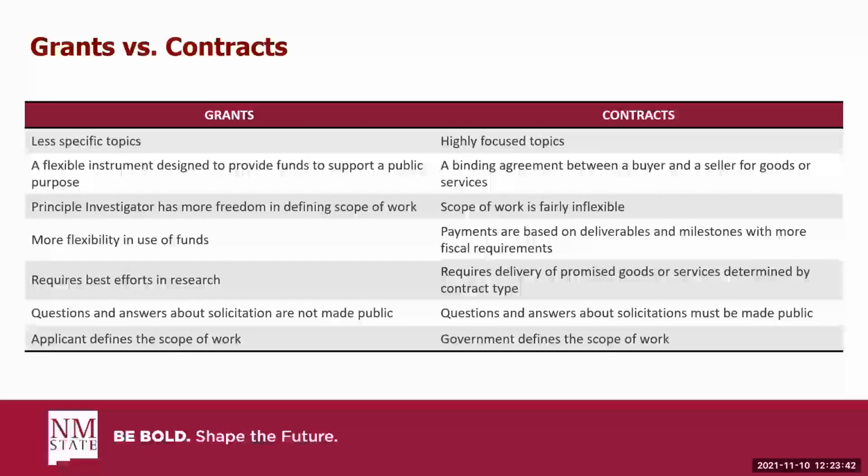So with grants, the questions and answers about the solicitation are usually not made public. So those are between you and the agency, whereas with contracts, the questions and answers about solicitations must be made public, and there are very specific times when you're allowed to talk to program managers. So that's something really important to remember too. And then going back to scope of work, with grants, you would define the scope of work. With contracts, the government's going to do that for you.